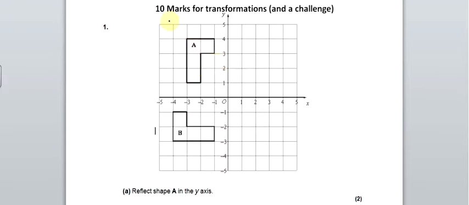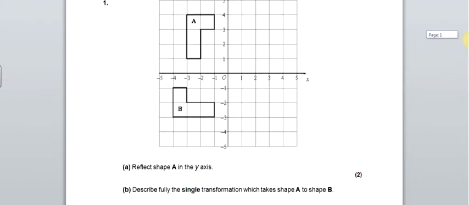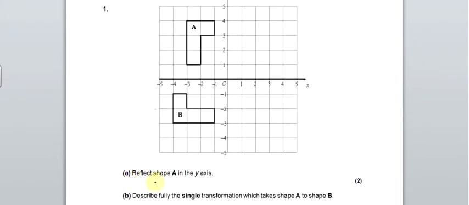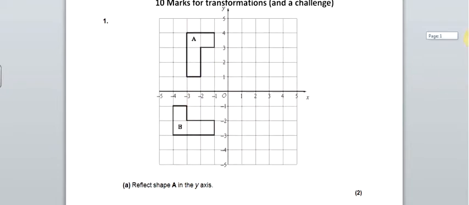Here we go with the solutions to the transformations questions. So first of all, we've got some shapes on a grid. That's our first clue that it's a transformations question. And now it says reflect shape A in the y-axis. So there is absolutely no excuse for getting this wrong because you've been doing it since primary school.